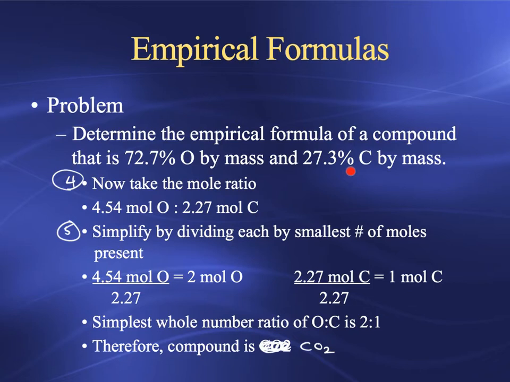72.7% oxygen and 27.3% carbon by mass. That compound is CO2. So we used a few steps to get to that point. We figured this one out, and from that, we figured out the formula. Step 6 was to use the simplest whole number ratio to figure out what the empirical formula actually is.